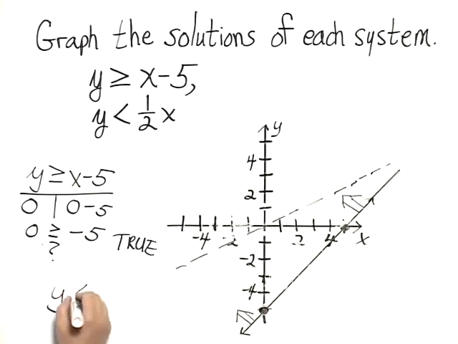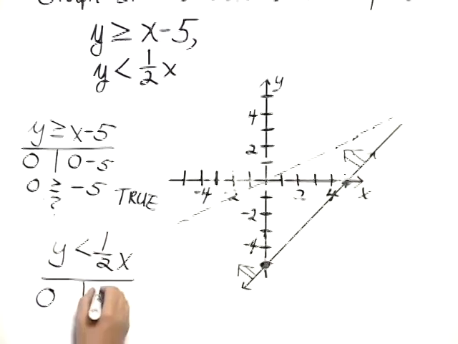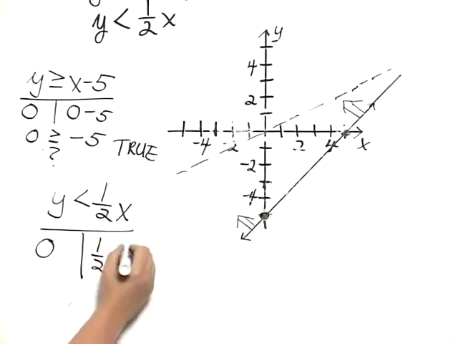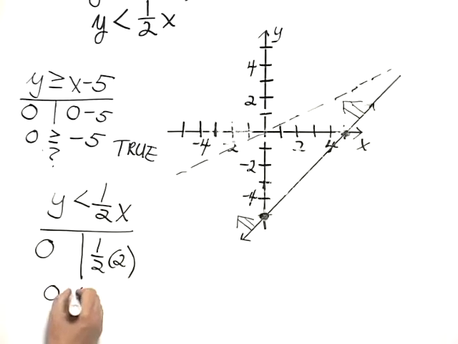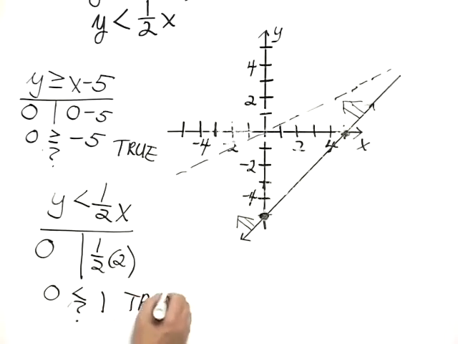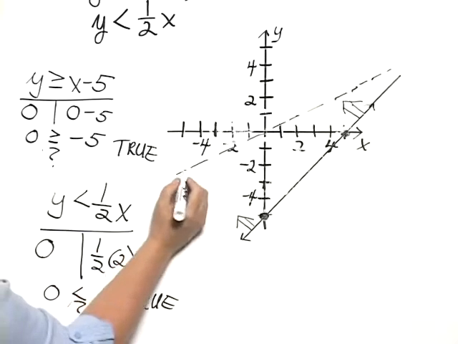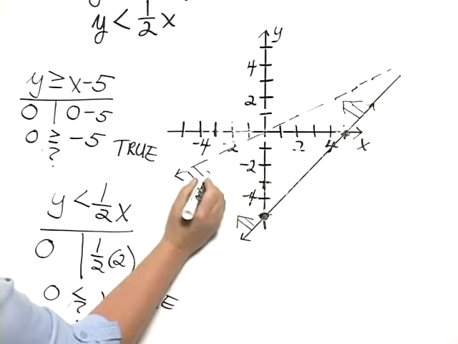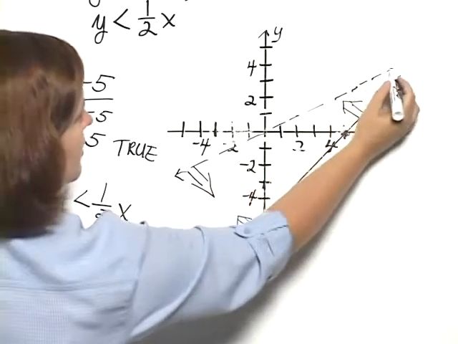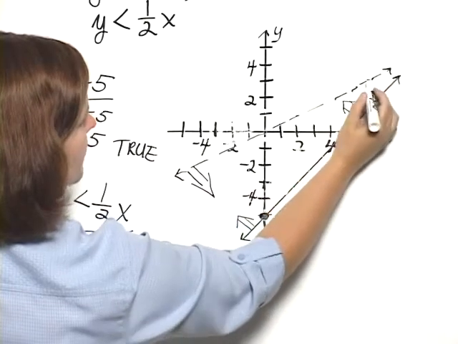So we have y is less than 1/2 x. When x is 2 and y is 0, we would have 0 is less than 1. That is true, and that tells us that the point (2, 0) is part of the solution set, which means that we would want to shade this side of the line. I'll stick my arrows here.